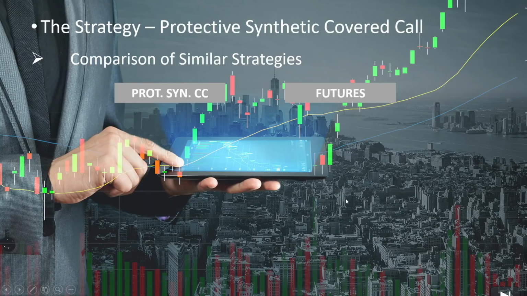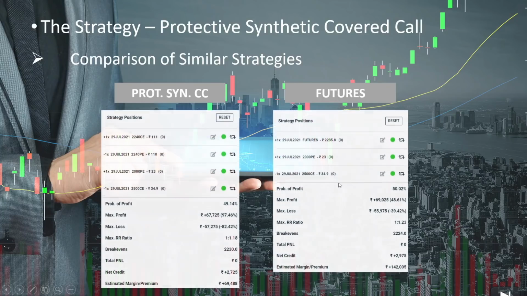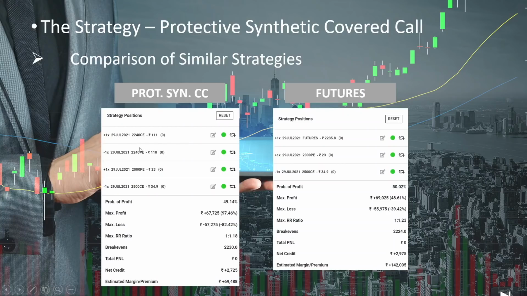There is one more comparison, between the protective synthetic covered call and the futures. What you can do, you can replace the synthetic with futures. What we are emulating is the stock holding, right? The stock holding can be emulated with futures also. So when you emulate it with the future, the probability of profit is almost the same, the maximum profit is only about 1,200, 1,300 rupees higher. The maximum loss is again about 1,200, 1,300 rupees higher. Risk reward is almost the same. The break even is almost the same.